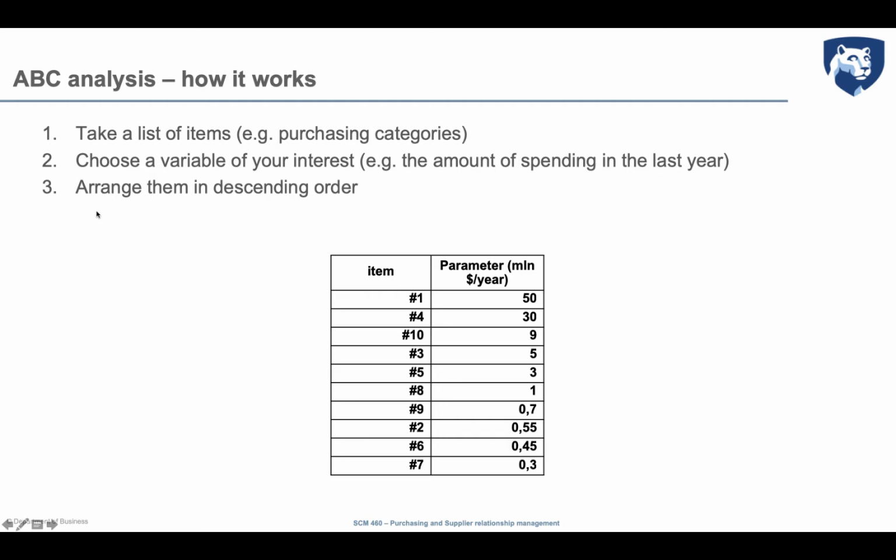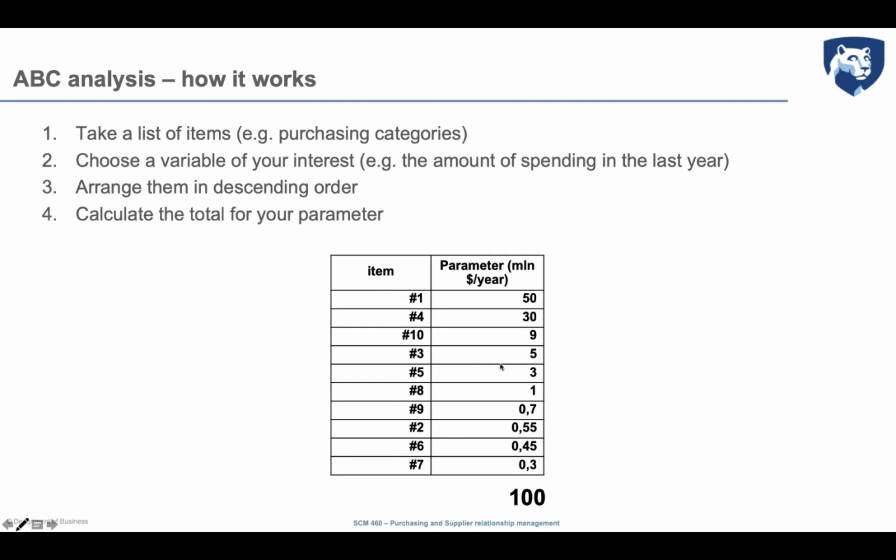Step 3: arrange them in descending order. You see that here the order has changed. You need to adjust the order of the items, in our case the categories, from the largest to the smallest. So we step from category 1, which has $50 million of spending, to category 8, which has $1 million, to the last category, category 7, which has $0.3 million per year.